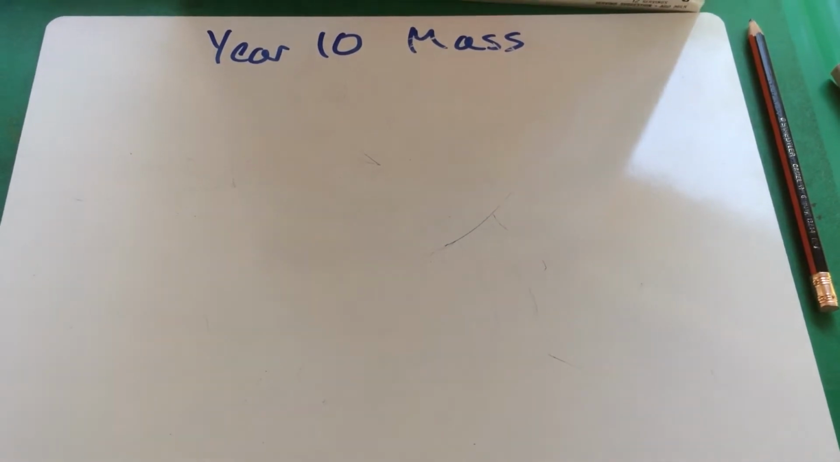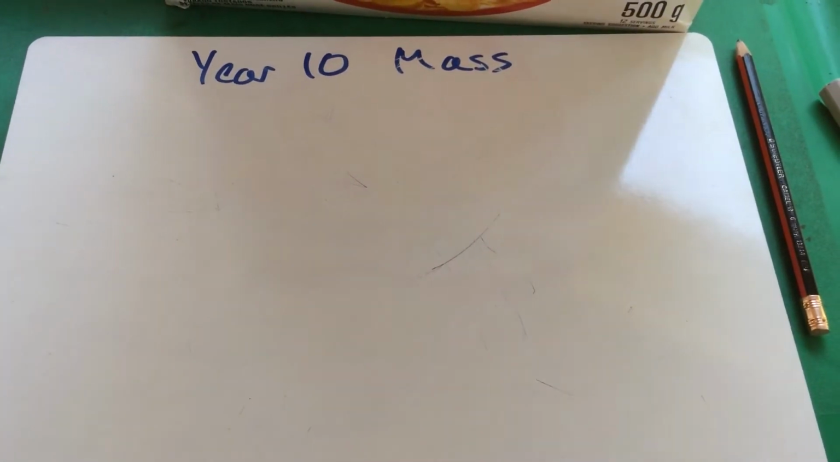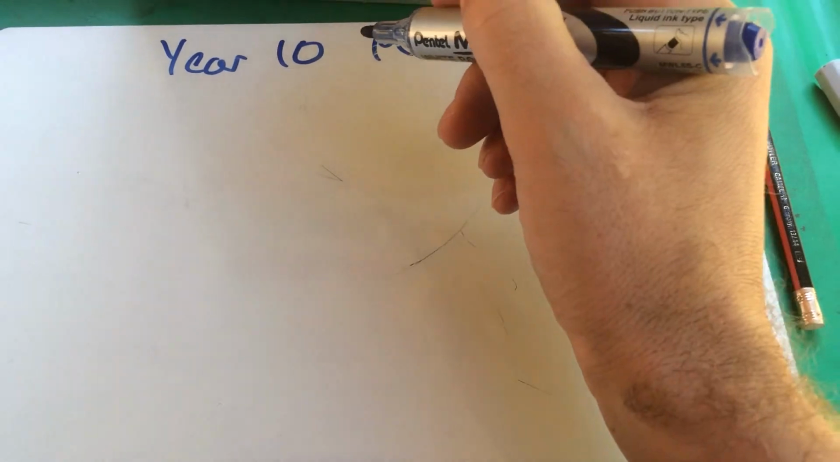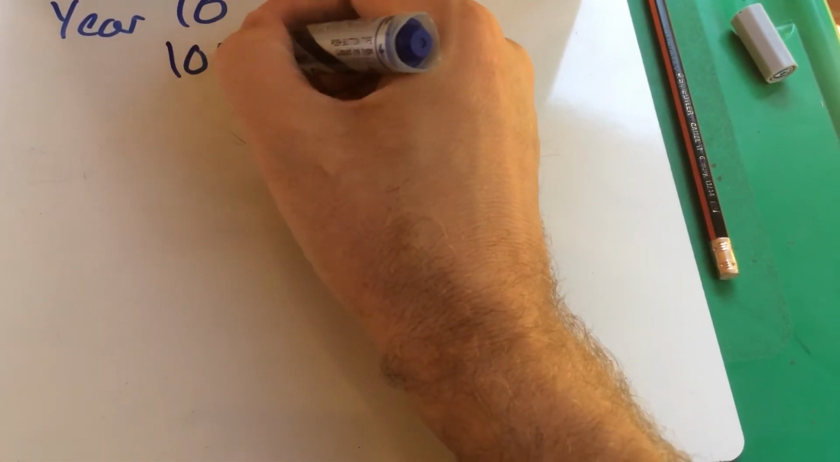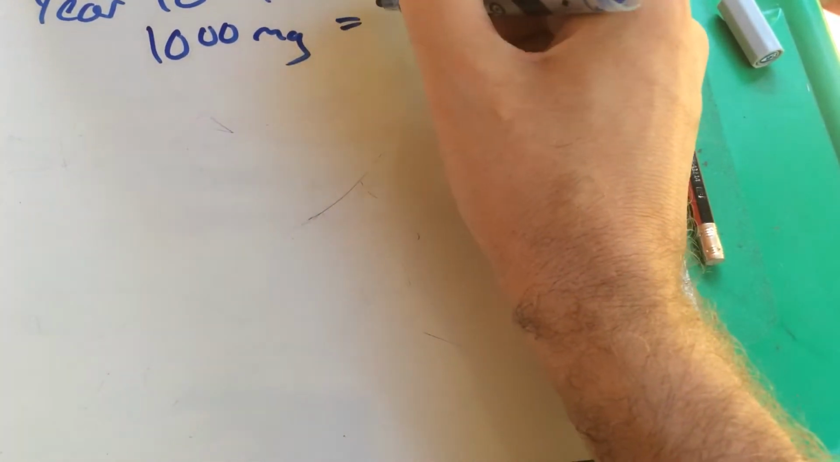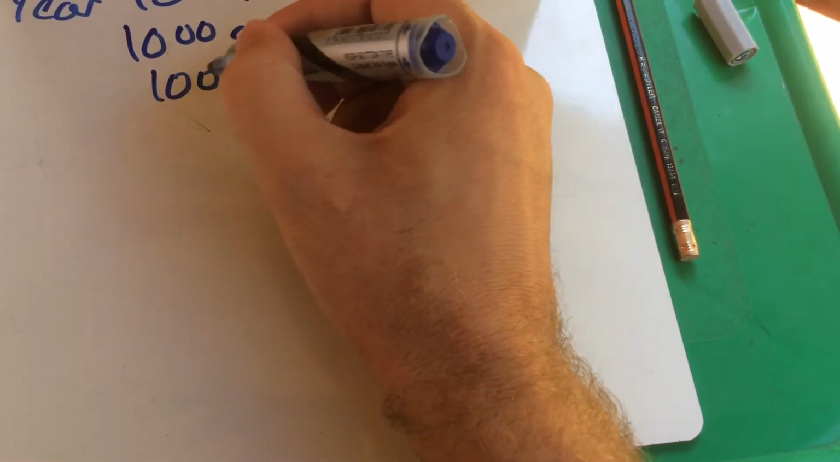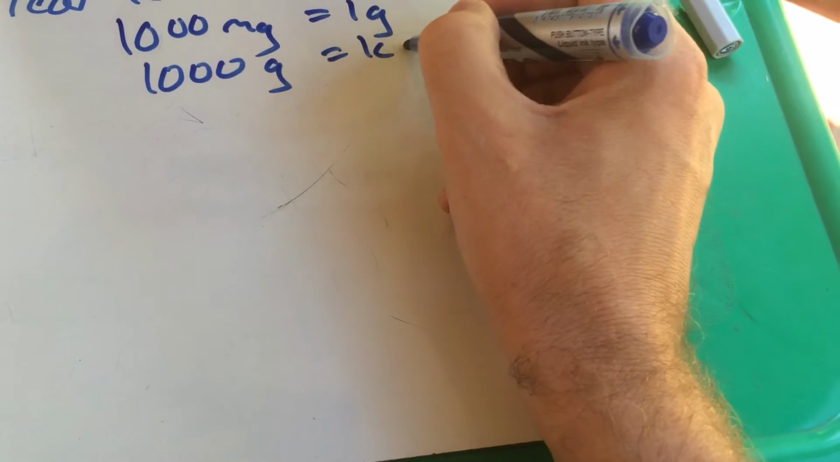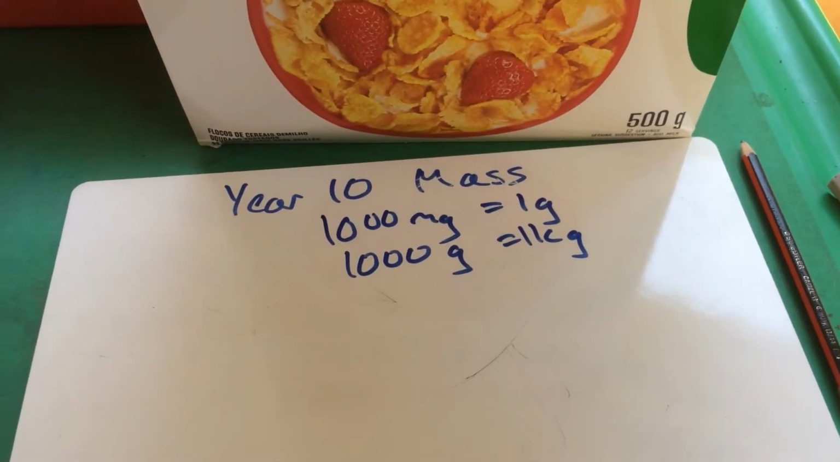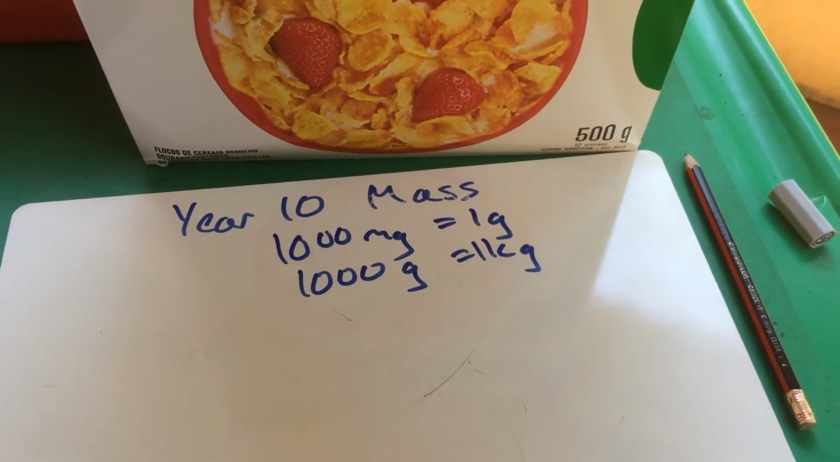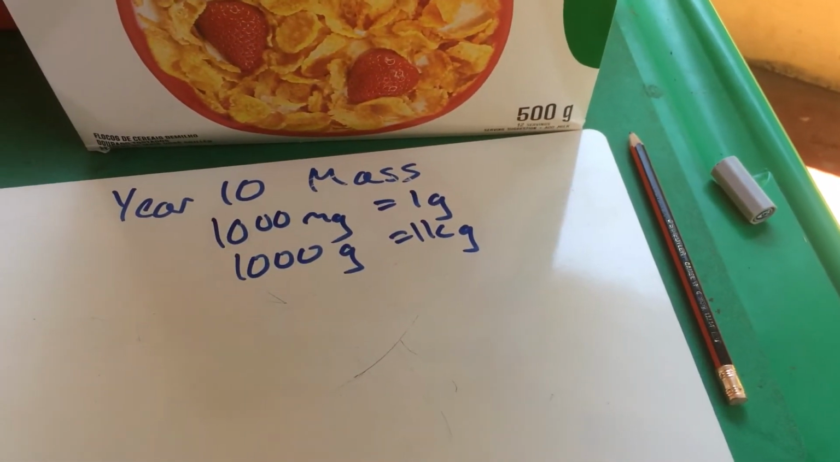The topic at the moment is mass, so we're going to look at a bit of conversions about mass. A couple of things to remember, of course, that we know there are 1,000 milligrams in 1 gram and 1,000 grams in 1 kilogram. So we need to be able to work with those units of conversion, and that'll be one of the questions that we'll ask at the start.